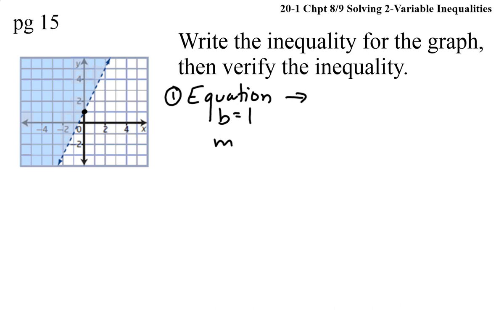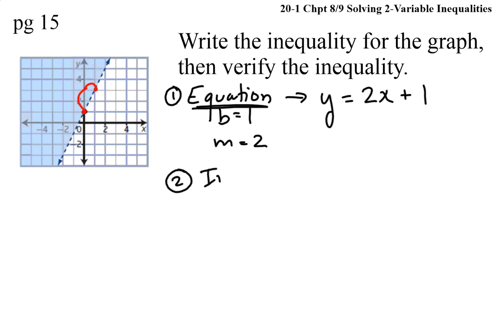What's the slope in this case? Well, pick two points of distinct intersection. So we have a rise of 2 and a run of 1. So we have a slope of 2 over 1, or just 2. So there's what we need for the equation. y is equal to 2x plus 1.